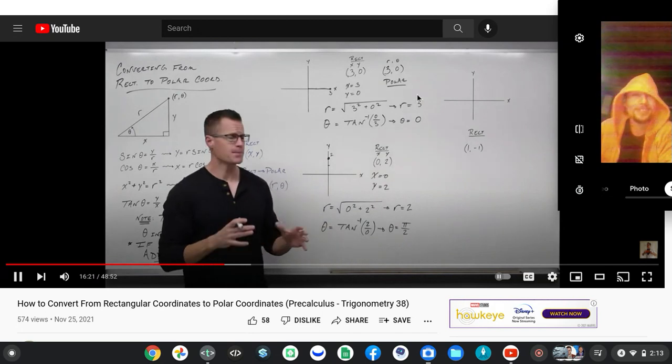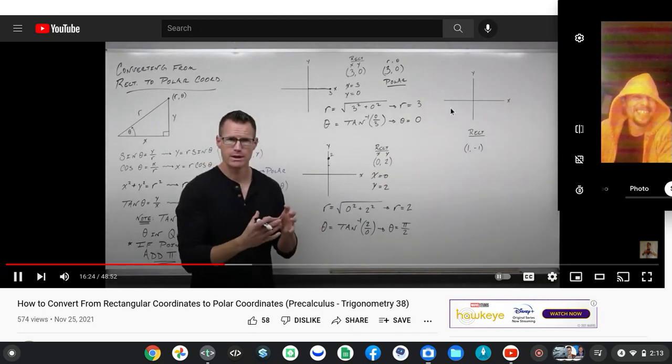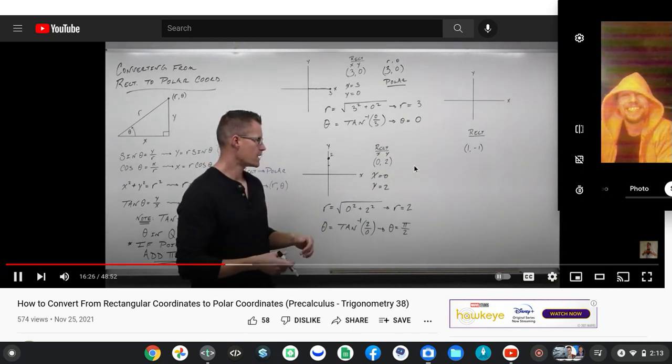Now that we have that, all we got to do is put it in a point, in a polar coordinate point. So that would be R.